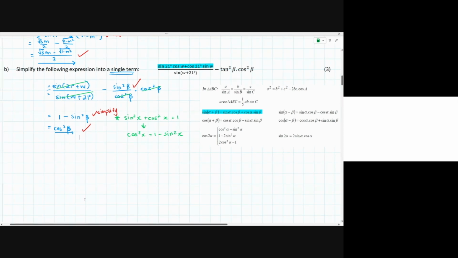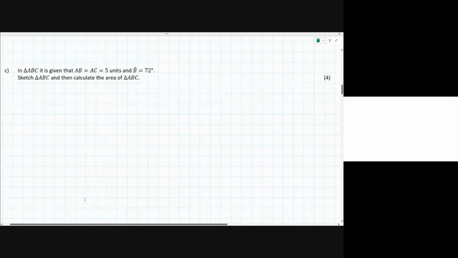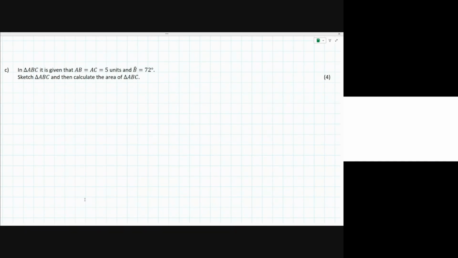And obviously, guys, if you have questions, just ask as we go along. Okay. So this question I thought was quite cool because it's not what we expect, but again, it's not a hard question in any shape, sense, or form. So it says, in triangle ABC, it is given that AB equals AC equals 5 units and angle B equals 72. Sketch the triangle and then calculate the area.